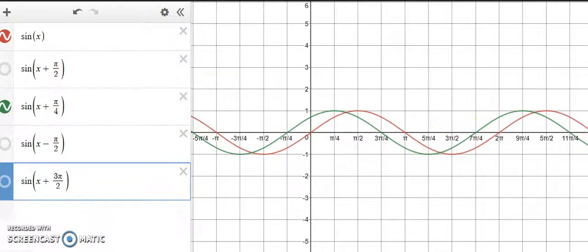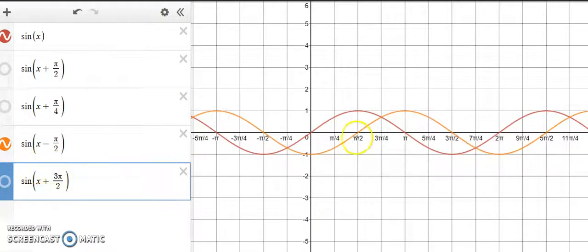Okay. Next one, this is pi over 2, but this one is negative, so remember it's opposite what you'd expect. This is going to go to the right by pi over 2. So we're going to take this graph, we're going to shift it over to here. So let's see that. So now the orange one, see we shifted to the right by pi over 2, and we've got our period there. So now we're going pi over 2 to 5 pi over 2. Everything shifted to the right by pi over 2.